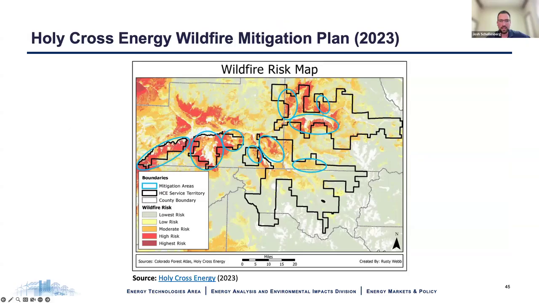Here's a geospatial analysis from a cooperative utility in Colorado. And I just thought this would be good to highlight because even though it's a small cooperative utility, they were able to do a great job of really pinpointing the areas that are the highest wildfire risk based on the weather conditions as well as the communities in the area.